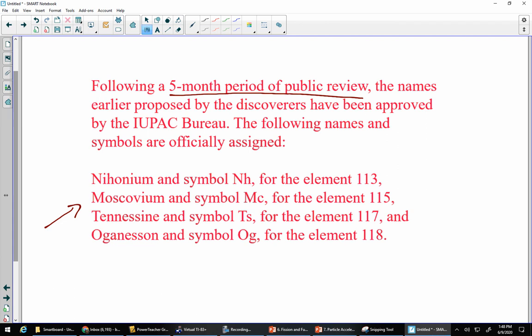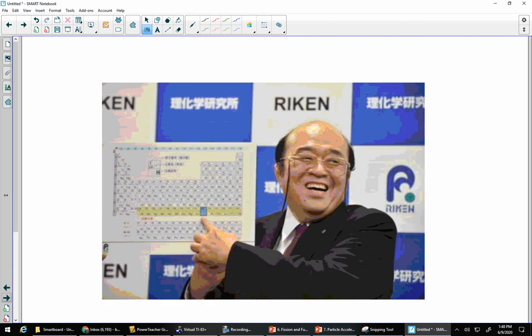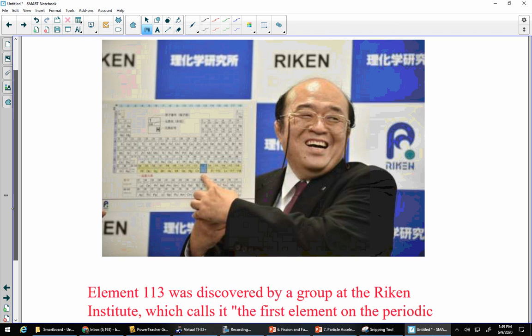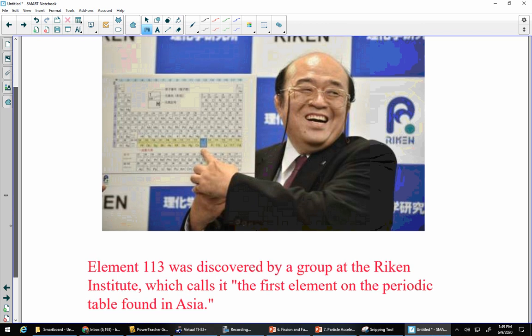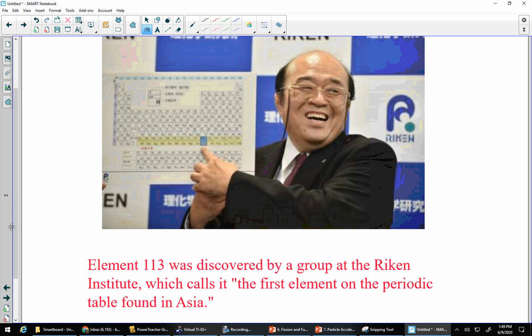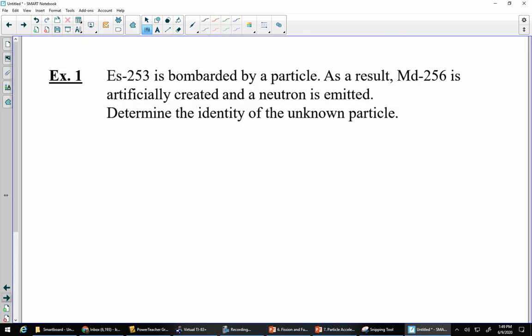And the next thing is like my favorite thing. This guy's just so happy. This person worked at the Riken Institute, and apparently, when I was reading up on this, this is the first element on the periodic table that was found in Asia, and I just absolutely love how happy this person is. This picture is just a picture of pure joy, showing off him and his team's new discovery. Absolutely love it.